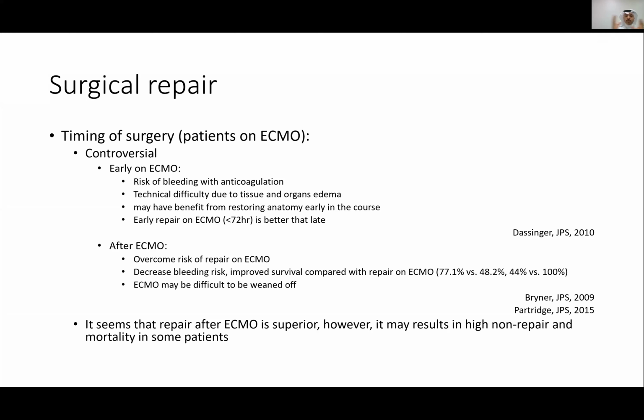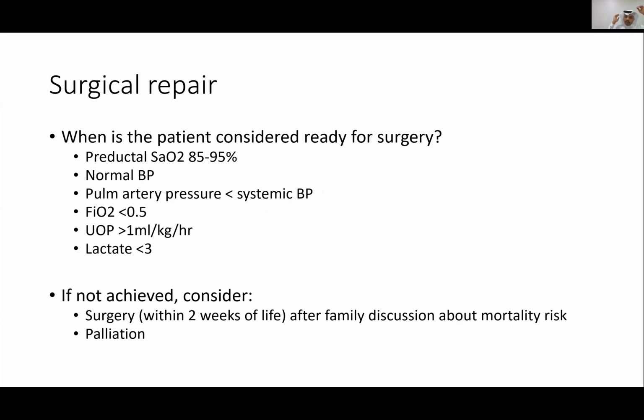So there are 2 camps: early repair on ECMO, or after ECMO. Again, the numbers are not different. So there's no conclusion. But in a nutshell, what I personally would conclude is that repair after ECMO is great if you think this baby will come off ECMO. If you think this baby is probably not going to come off ECMO, then early repair within 72 hours is better.